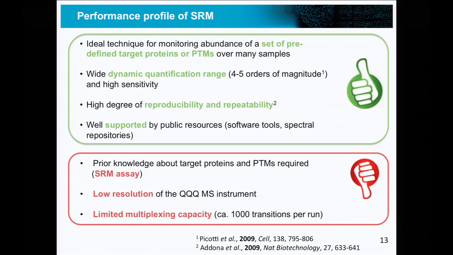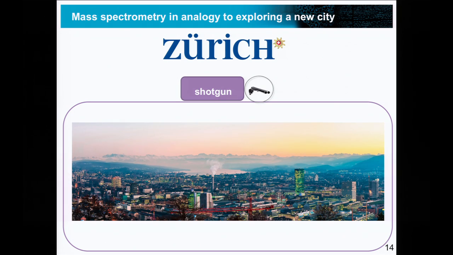Okay, so in order to wrap up this first part, I would like to once more illustrate the differences between different mass spectrometric techniques in a very, let's say, easy to remember, but also very simplified analogy. And that's the analogy of exploring a new city. Let's assume you would like to explore Zurich for the first time in your life. The shotgun way of exploring Zurich would be to take a look at the skyline of Zurich and to very specifically select all the most intense, tallest buildings in Zurich, and you would visit, during your stay in Zurich, all these tallest buildings.